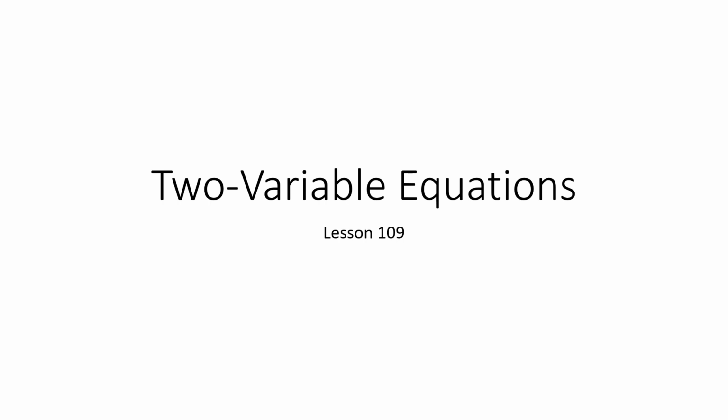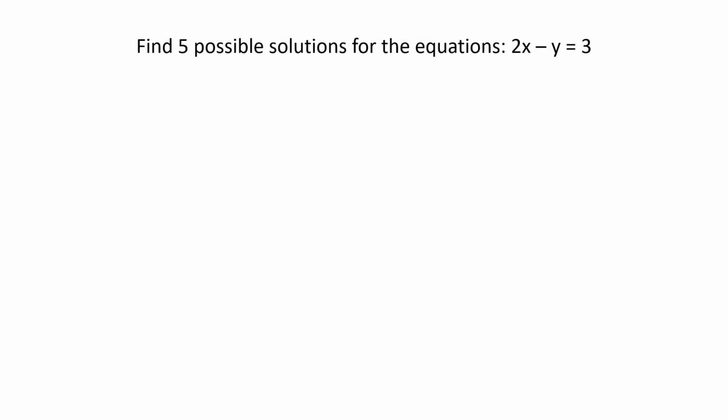You can have any two variables, but because we're talking about linear algebra at this point, which is just graphing of lines, it's going to be x and y because we're using an x and y coordinate system. This lesson isn't so much about graphing anything, it's about getting the information together that we will then use to graph. So the questions today are going to be like this. Find 5 possible solutions for the equation, and then you're given an equation.